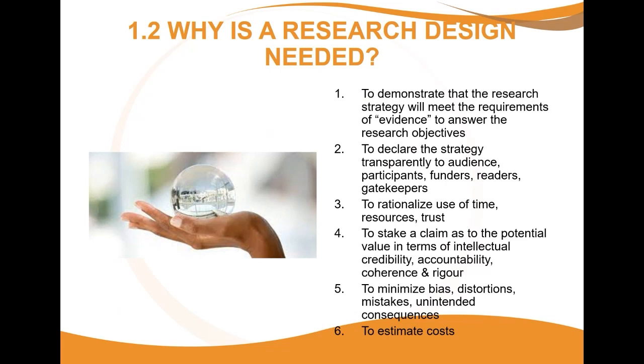That's what rigor means. I understood the rules of the game and I report on how I went and implemented it. A research design also helps you to minimize bias or distortions or mistakes or unintended consequences. Those happen in every research. There are limitations, there are things that happen, but if you've got a plan, then you can foresee some of the things that might go wrong, and you can work out strategies for how to address it. And then finally, to estimate your costs as well.